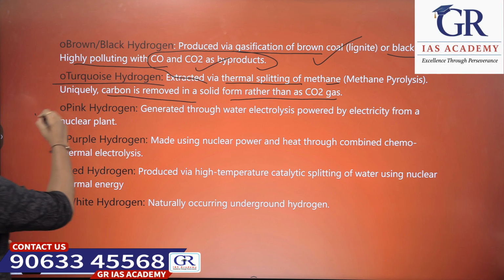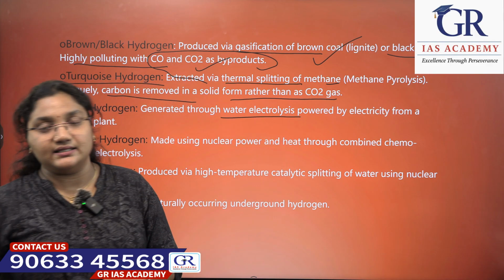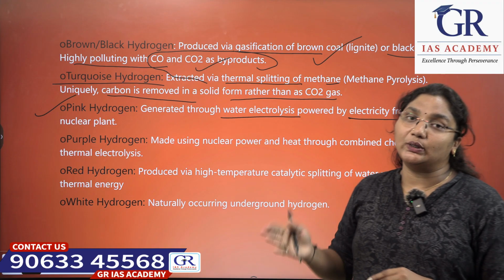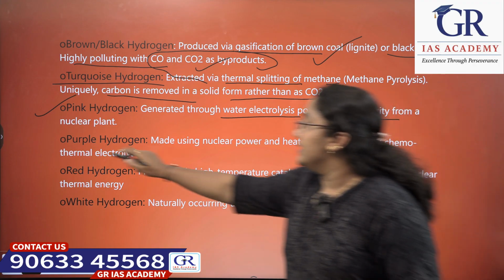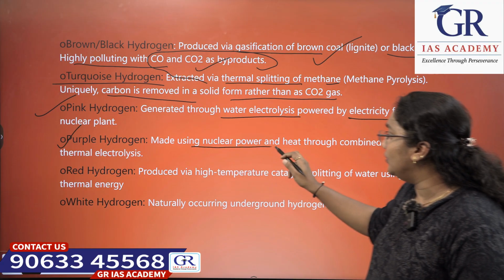Next, coming to pink hydrogen. What is pink hydrogen? It is generated through water electrolysis powered by electricity from a nuclear plant. Next is purple hydrogen. Purple hydrogen is made using nuclear power.